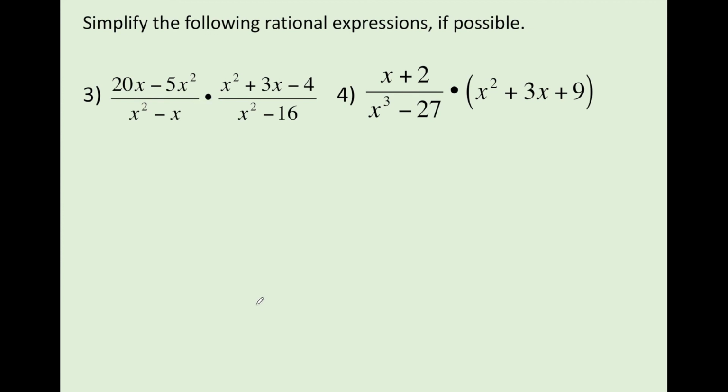Let's take a look at number 4. Looks like you're just multiplying by a polynomial, so let's put this over the number 1. Do the same thing with number 4 that you did with number 3, then come back and check your answer. This is going to be a special factoring pair, so be careful with that.